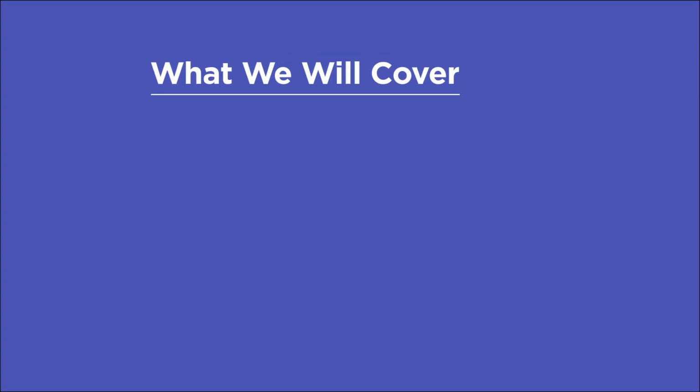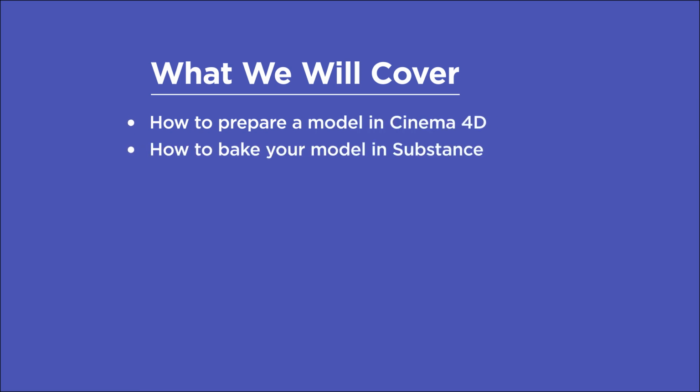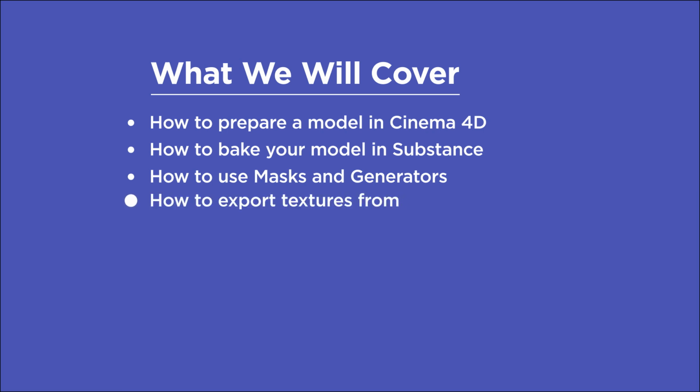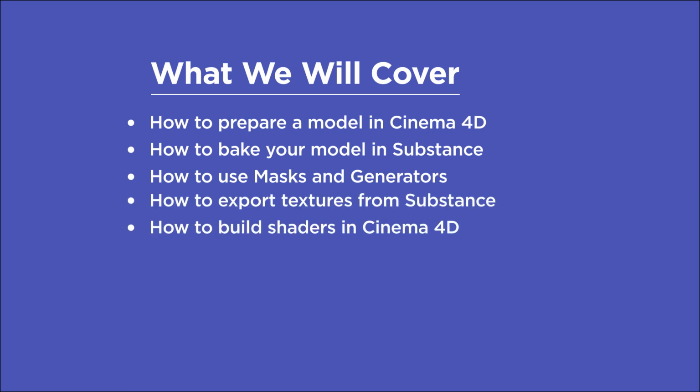So here's what we're going to cover in this tutorial: how to prepare a model in Cinema 4D, once imported into Substance, how to bake your model, how to combine materials by using masks and generators, then how to export textures, and finally, the proper method for building your Cinema 4D shader.